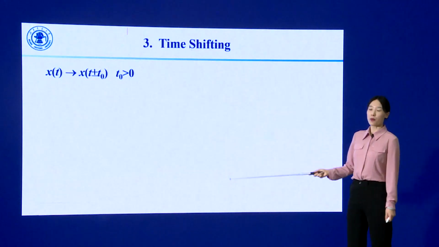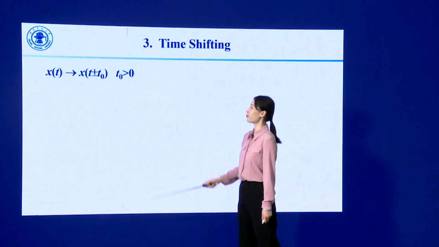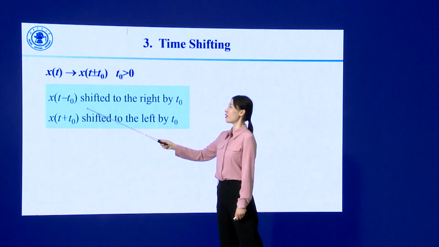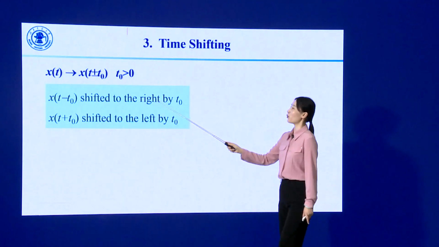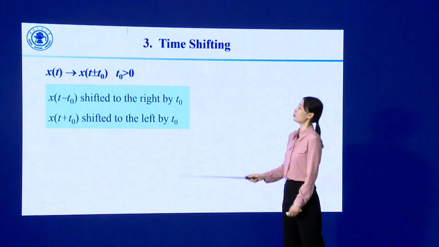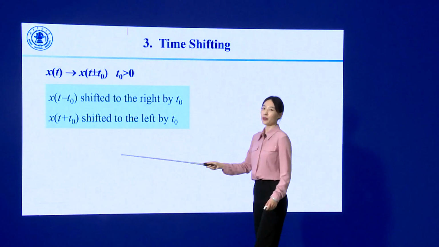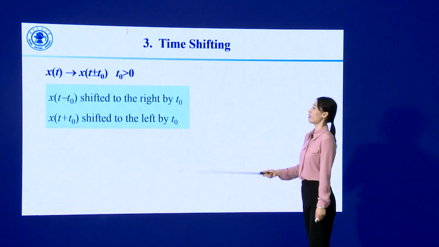Time shifting operation can be expressed using this formula. x(t - t0) is shifting the signal to the right by t0. x(t + t0) means shift the signal to the left by t0.